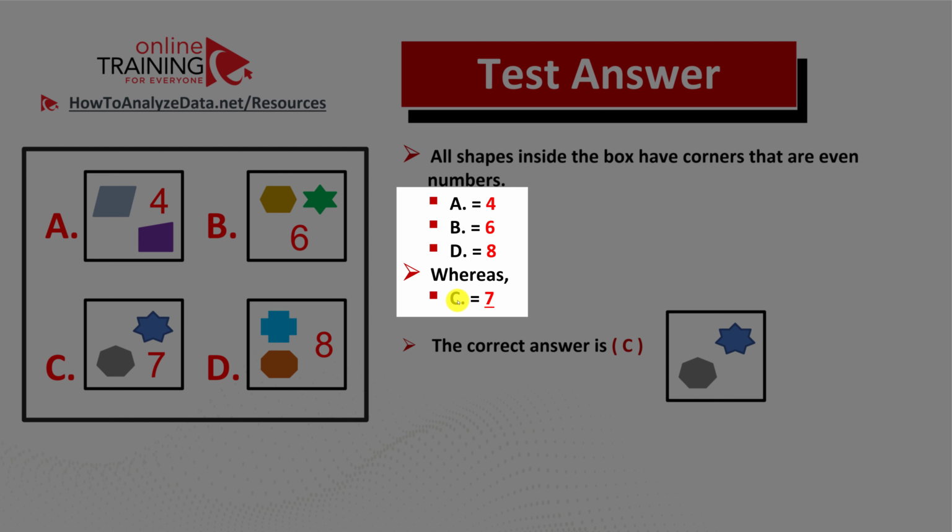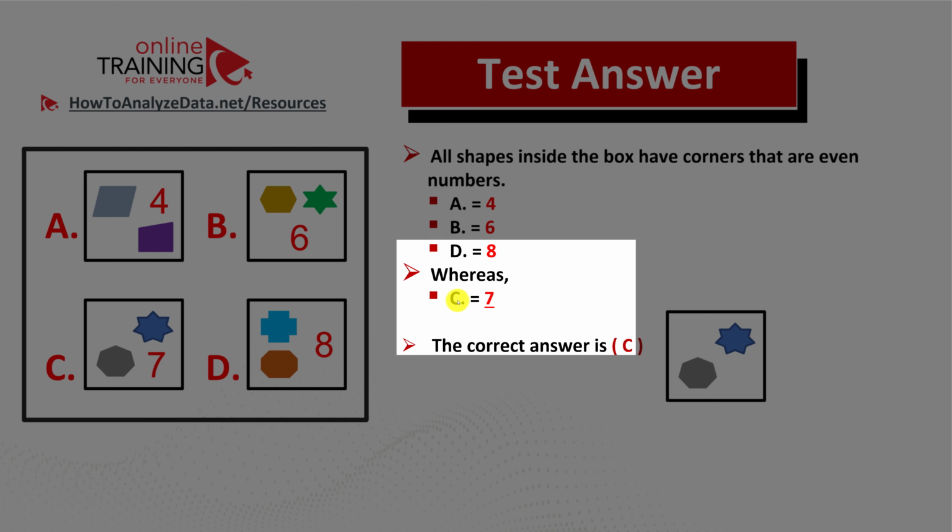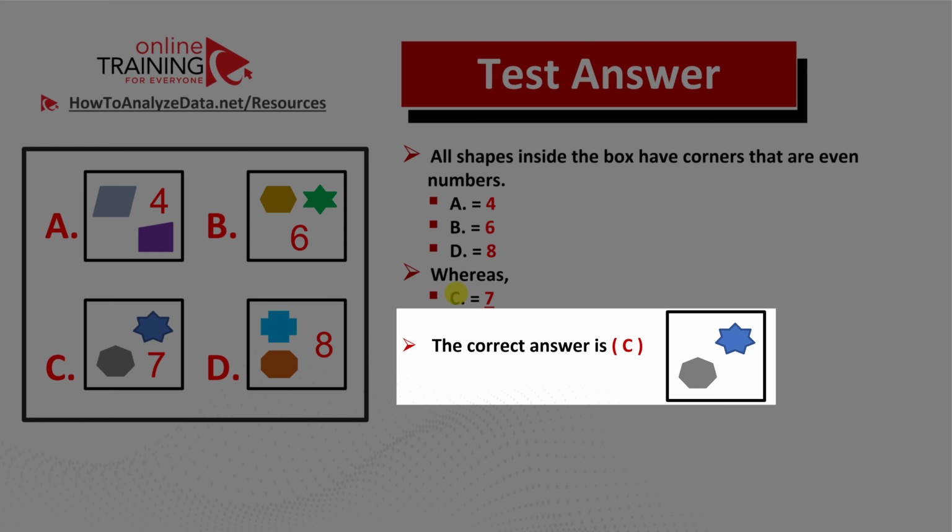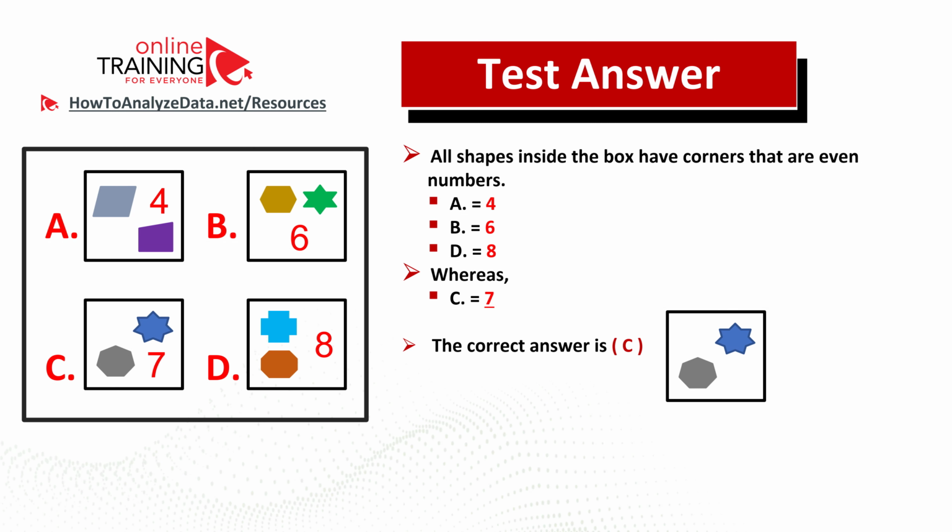This is why choice C is the correct answer for this particular problem, because it has 7 corners in the shapes that are presented in that box. So the correct choice here is choice C. Hopefully you've nailed this question and now know how to answer similar problems on the test.